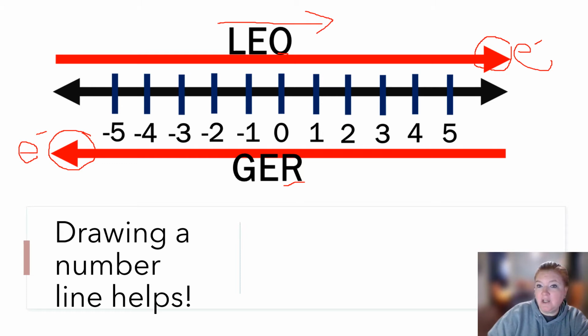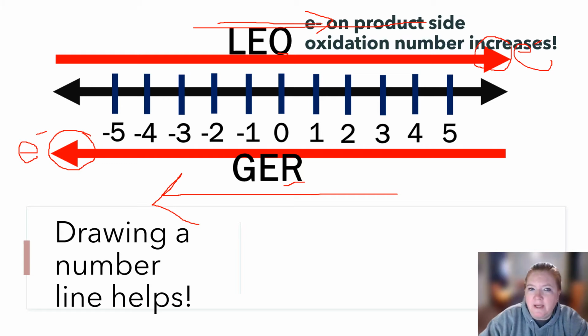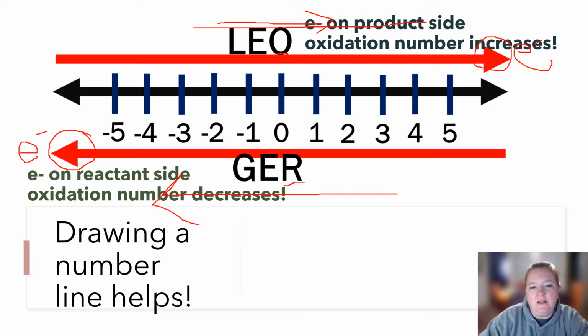Also, it's easy to see when you look at a number line that when you follow oxidation, the oxidation state gets larger because when we go this way, the numbers get bigger. And it's easy to see that when you go this way and follow reduction, the oxidation states get smaller. So remember, electrons go on the product side, the oxidation number increases. Electrons go on the reactant side, and the oxidation number decreases.